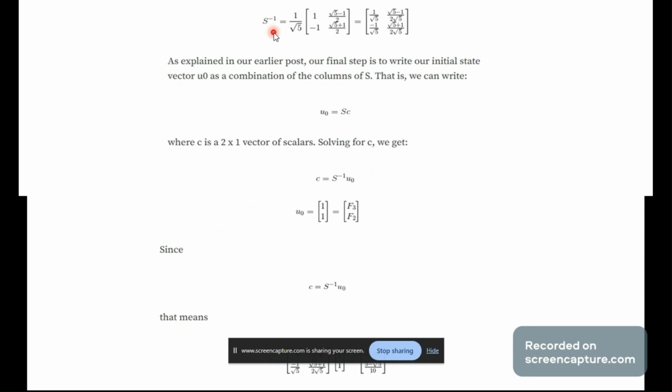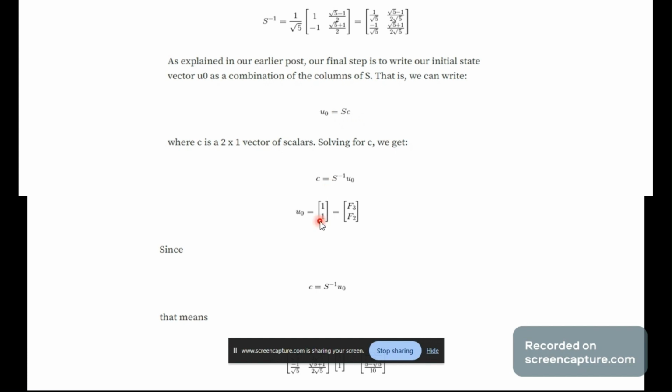Now going back to the initial thing where I had U0, I'm going to multiply the S with C. Why C? C is a 2 cross 1 matrix, because I have S as 2 cross 2, but I need U0 to be 2 cross 1, for which I need to multiply it with a C matrix. Once that's done, I get, okay, so now I need to get the C, right? In order to get the C, I have U0, the S coming to the other side, giving you C equal to S inverse U0.